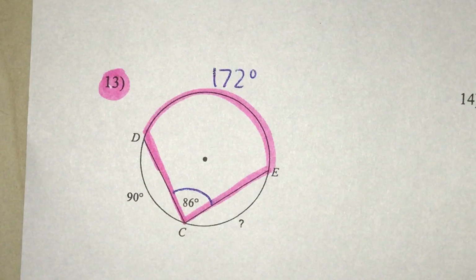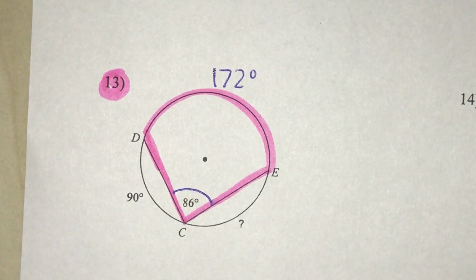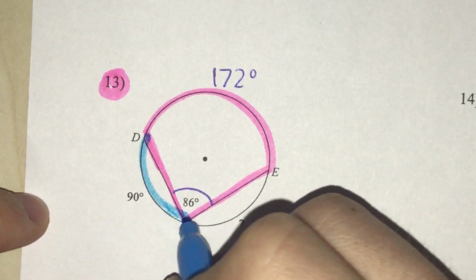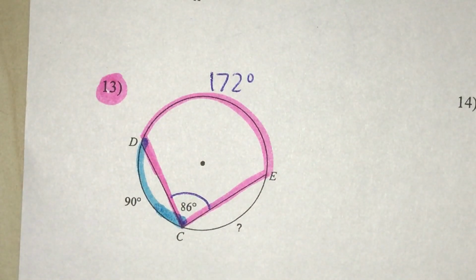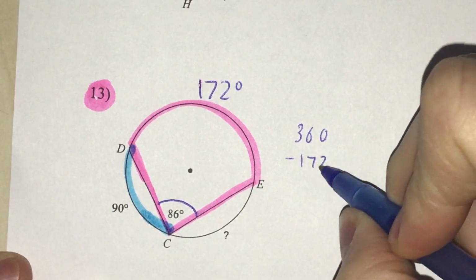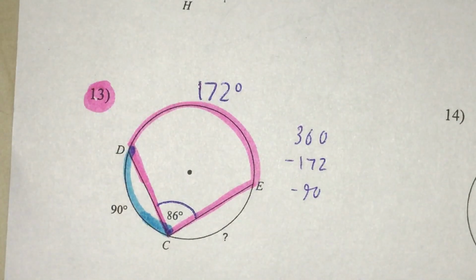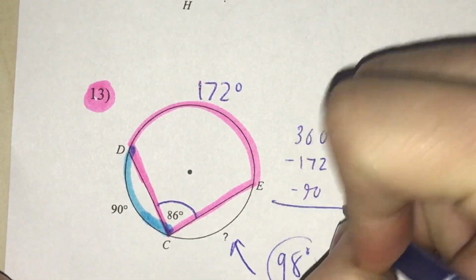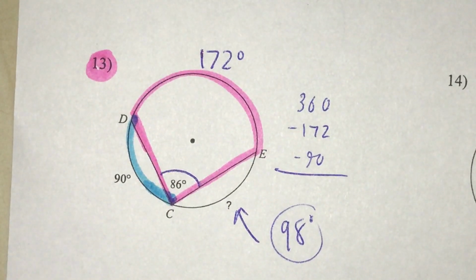So again, same principle. If the whole circle is 360, that's 172. This is 90. If we just do 360 minus 172 minus 90, and I'm not smart enough to do that, then I get that this would be 98 degrees. Okay, that arc.